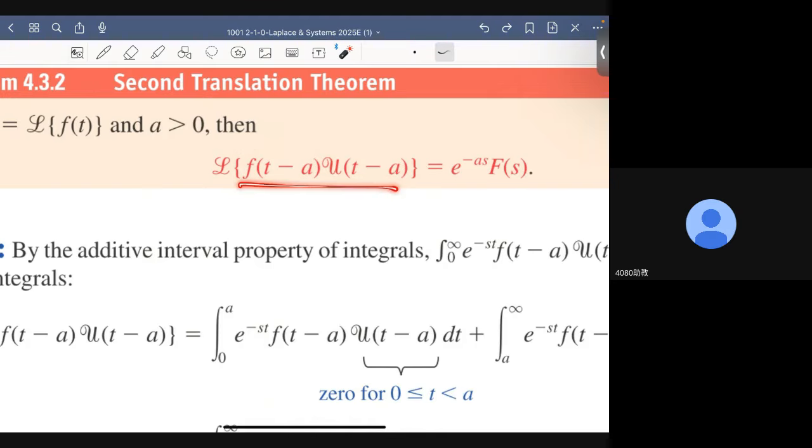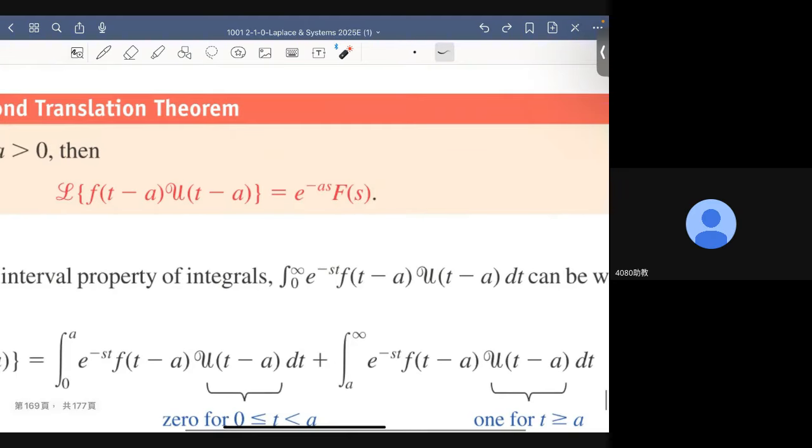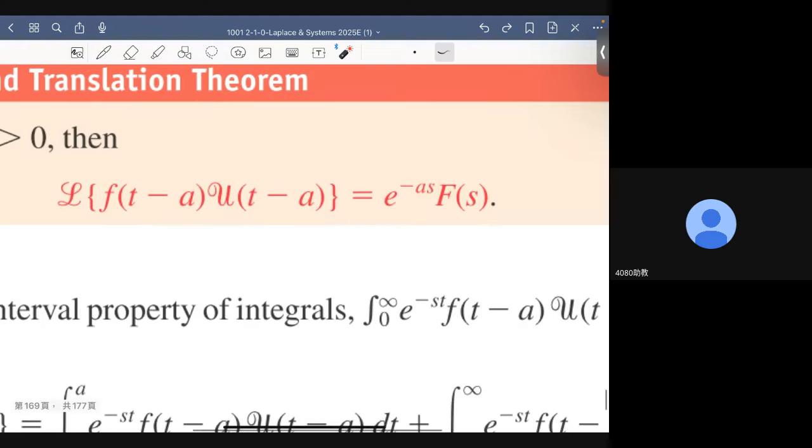If I take the Laplace transform of a time delayed version of f, this is what I will get. What you will get is F(s) times e to the minus as. s, no problem, is the complex frequency. What is a? a, by definition, is the amount of time delay.